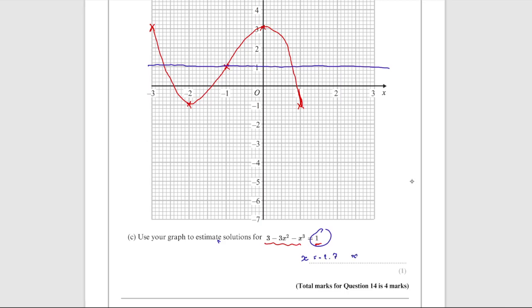My second value I can actually read off exactly because we've got a coordinate at that point. So my second value would be minus 1. And then my third value, on my graph I'm looking at roughly 0.8. So x is 0.8. There we go.